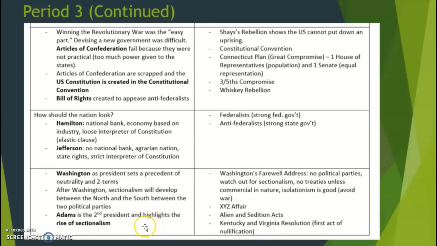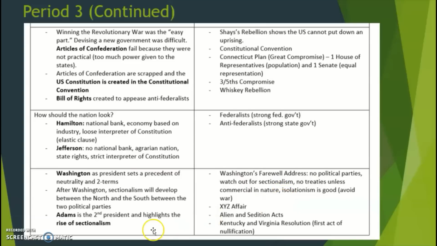Now, Washington will be the first president. He's going to be important. He sets the precedent of neutrality and 2 terms, even though 2 terms is not in our Constitution until the 22nd Amendment. But one of the things that Washington is going to warn against in his farewell address, very important that you know about the farewell address, because he's going to say, stay isolated, do not get involved in Europe. They're always having affairs, foreign wars and affairs. And Washington is warning against sectionalism between, in particular, the North and the South. And boy, is he correct. He's warning against political parties. So definitely be aware of Washington's farewell address.